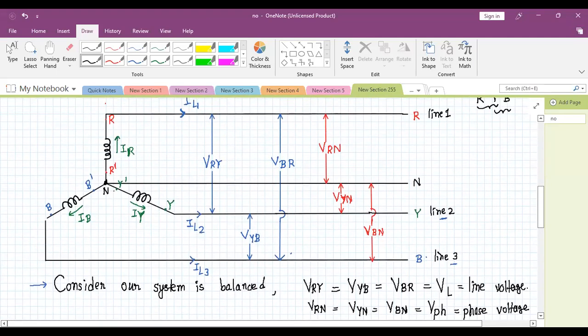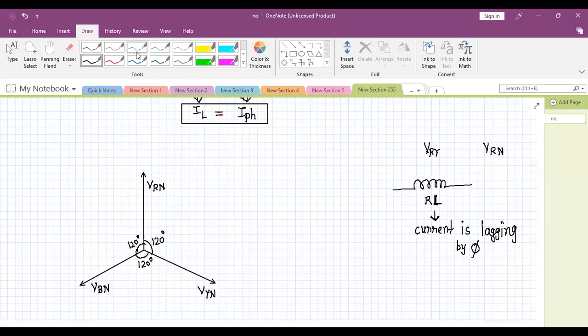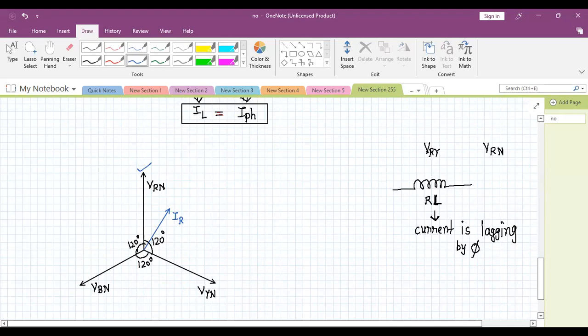This winding is of RL type. So if I want to draw the current, I have to draw the current lagging the VRN by some angle. So I will draw the current. That is my IR, the phase current. Because it is your phase voltage, with respect to the phase voltage you can draw the phase current, and IR is our phase current. Consider that it lags by some angle phi.